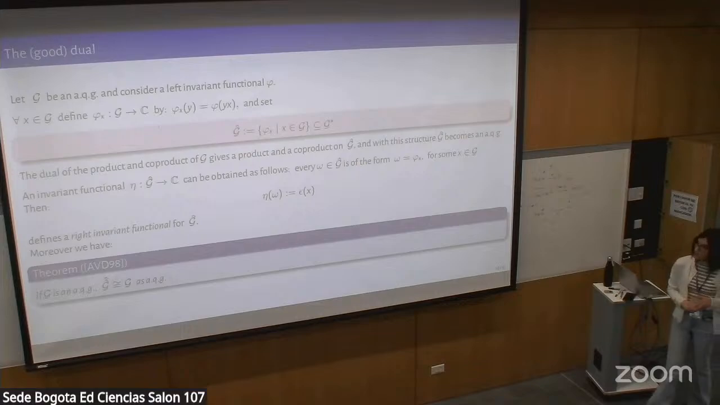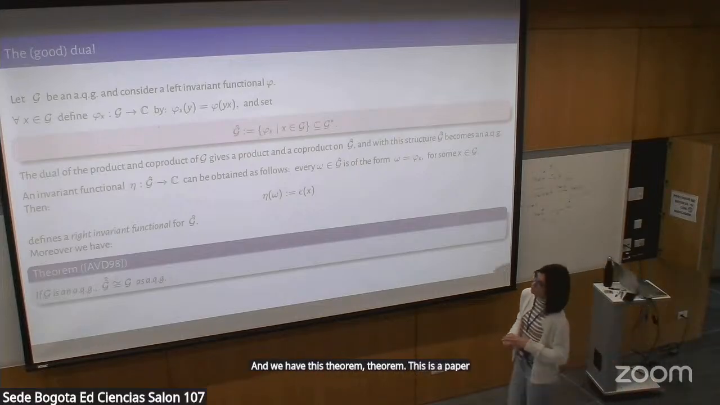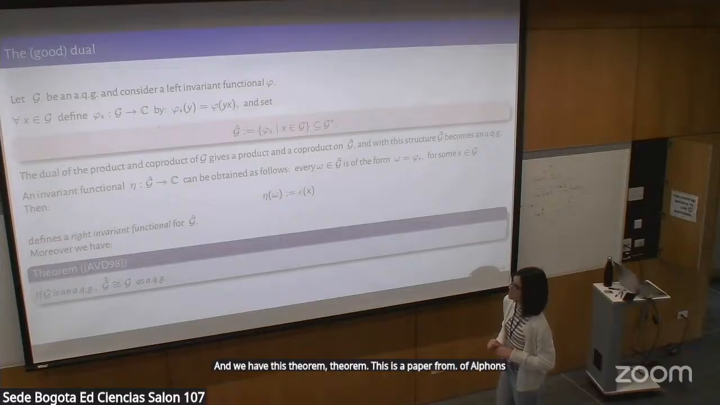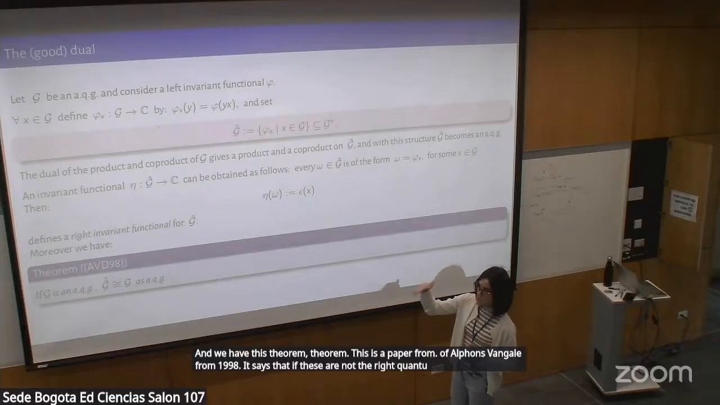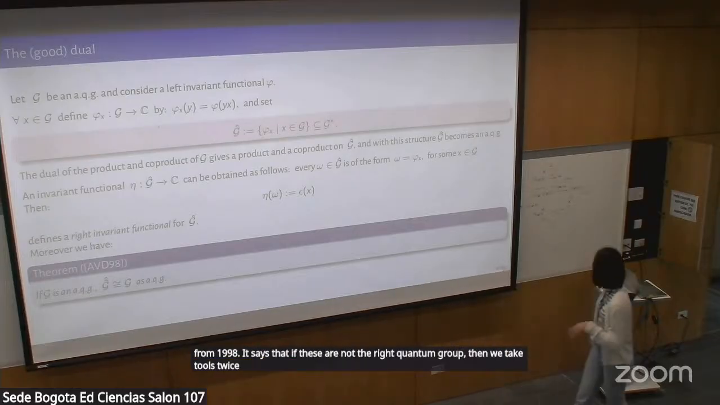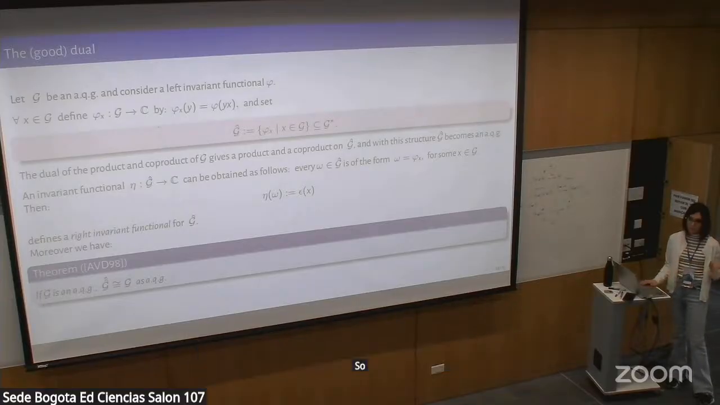And we have this theorem. This is a paper of Alfons Van Daele from 1998. It says that if G is an algebraic quantum group, then if we take duals twice, we recover again the original algebraic quantum group up to isomorphism. So the same as for finite dimensional Hopf algebras.